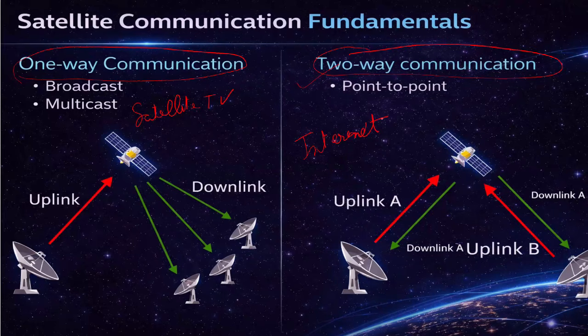So satellite communication works by relaying signals between ground stations. It supports both one-way and two-way communication models. And this flexibility enables a wide range of applications, right? So two options: one-way communication and two-way communication. An example of one-way communication can be satellite TV, and an example of two-way communication can be internet.